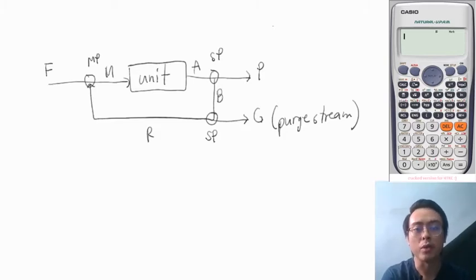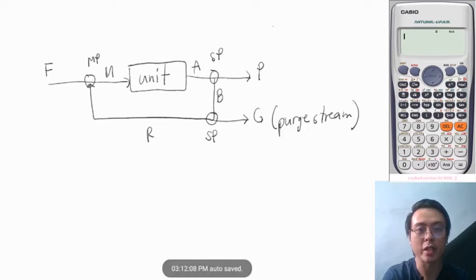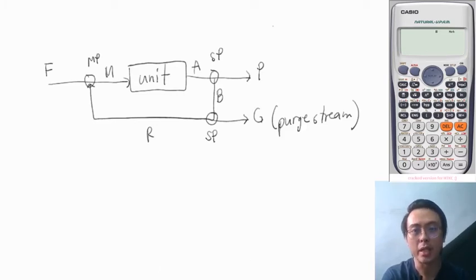You see here that stream A is the direct output of your units. It's being split into P and B, while B is further split into the recycle stream and G, or the purge stream. So this is an example of a purge stream. It's almost always connected to the recycle stream.